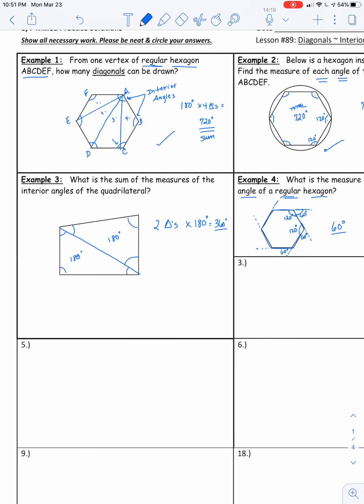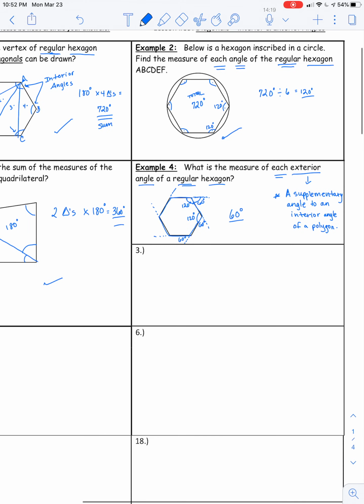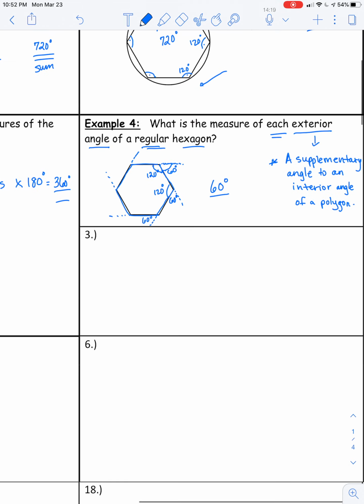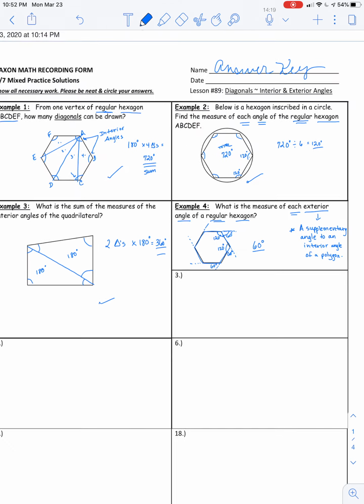We also looked at the sum of the measures of the interior angles of the quadrilateral in example 3, and we learned that the total is 360 degrees for all the angles in a quadrilateral. And then in example 4, we learned a little bit about exterior angles in a regular hexagon.